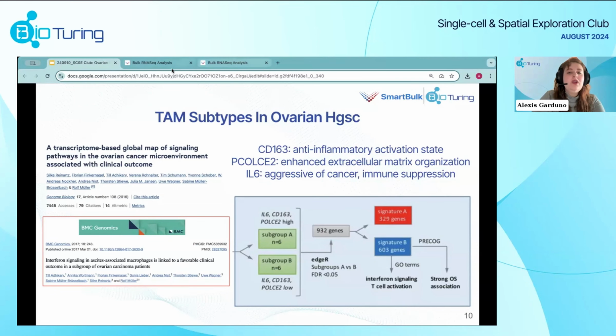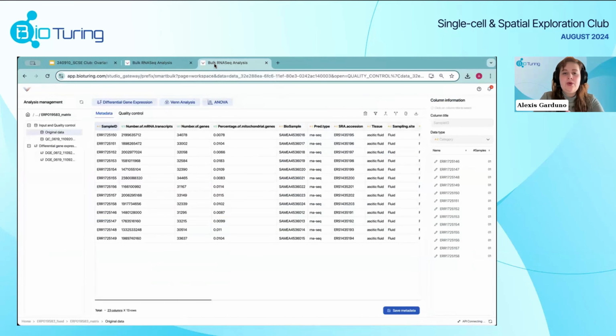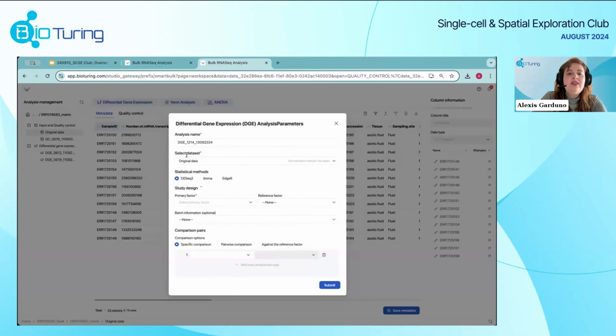Okay, so in order to really do that, we'll go into, again, the SmartBulk app to show you how we would be able to run this analysis. And this specific analysis will require differential gene expression analysis. So this feature you can access within the data set that we'll be focusing on. And this is where you'll need to decide what your analysis parameters for the experiment are. So what data set you'll be choosing, whether it's the original data or the normalized data set.